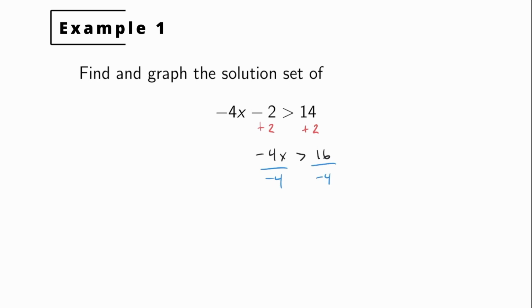So we divide by the coefficient of x on both sides, which is -4. Now, since I've divided by a negative number on both sides, instead of getting x is greater than, it's going to be x is less than. It must change the direction since I divided both sides by a negative number. So I get x is less than -4.